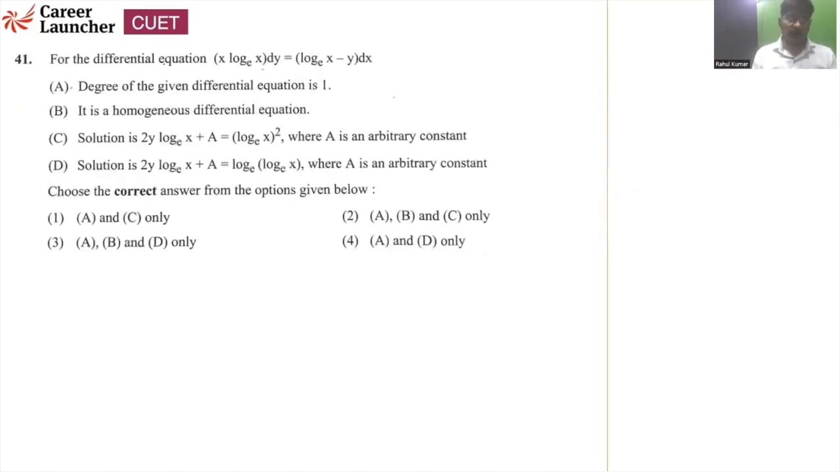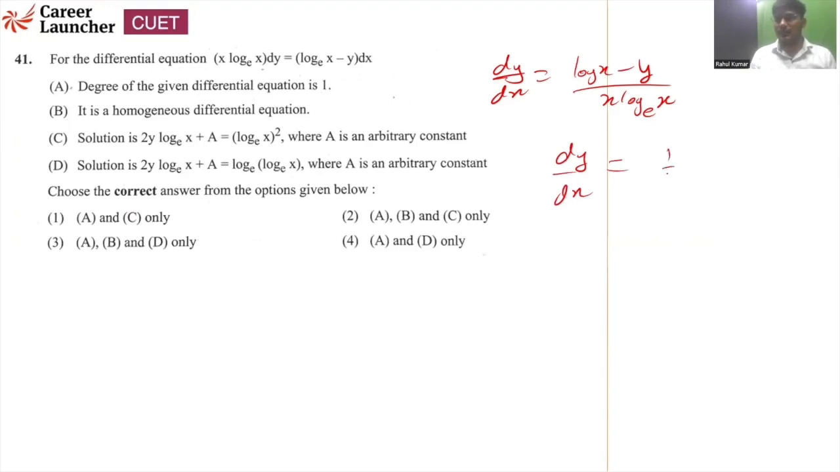Now the next question is, we need to find which of the following options is correct. Okay, so first we'll write it as dy/dx = (log x minus y) divided by (x log x). Let's solve this one. So dy/dx is equal to 1/x minus y/(x log x). So dy/dx plus y/(x log x) is equal to 1/x. So this is not homogeneous, so statement B is wrong.